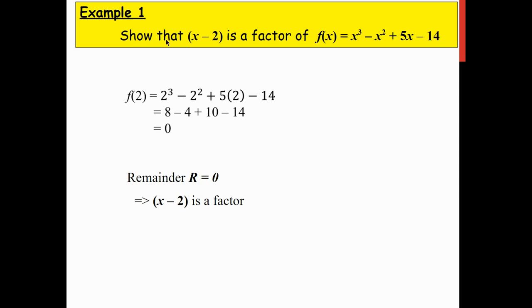This is a show that question, and so it's the same as you had when you were in National 5. If it's a show that question, you must finish your answer with a statement describing what your working actually shows. So this working here shows that the remainder is zero, and that implies that x minus 2 is a factor. And that is the factor theorem.